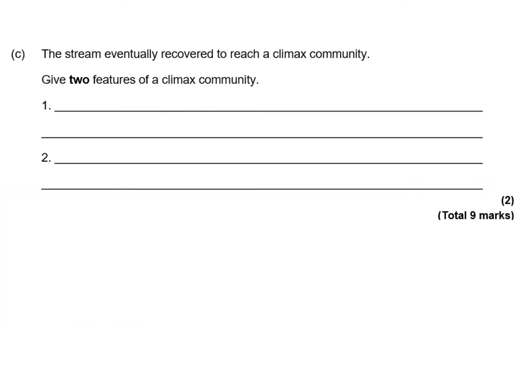Now, the stream eventually recovered to reach a climax community. Give two features of a climax community. Now, it says the stream, so we know it's an aquatic ecosystem, eventually recovered over time. So the values you've got at day 63 are not necessarily the climax community. We know there's two dominant species, but it might just be that if we had more recordings over a longer period of time, we'd see actually there's a stabilization of the population numbers with those particular species present.